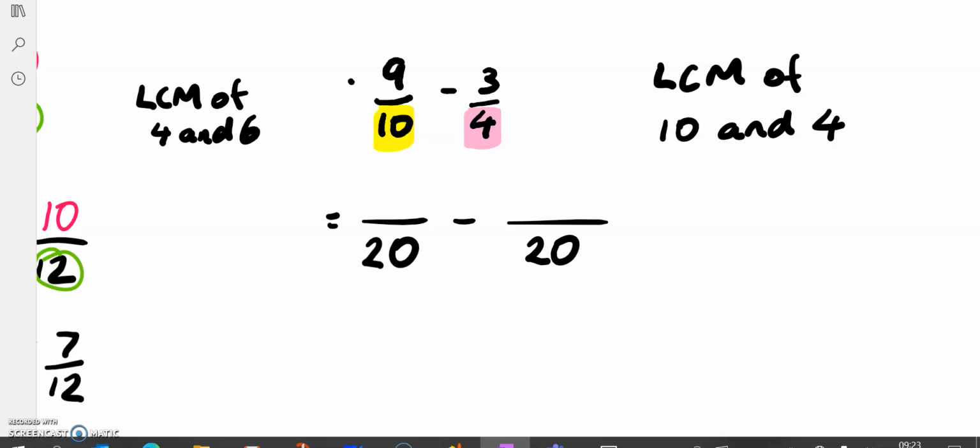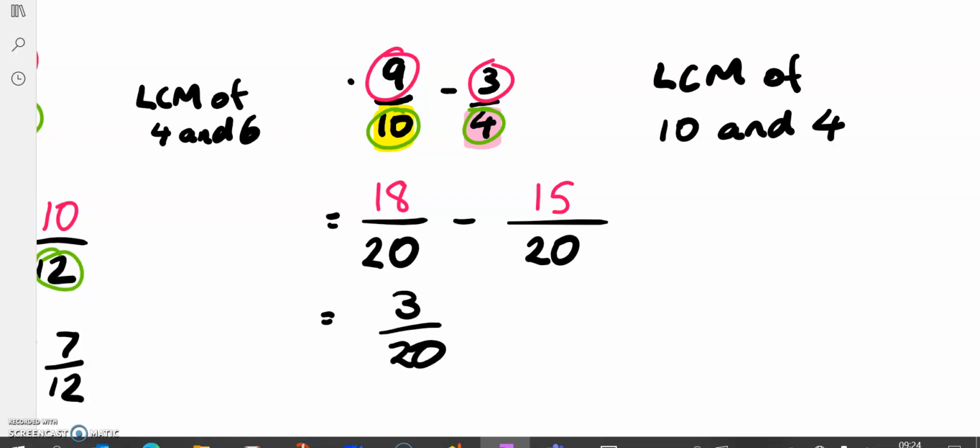So we need to ask, how did we get from 10 to 20? To get from 10 to 20, we times by 2. So I need to times 9 by 2. 9 times 2 is 18. We then ask, okay, how did we get from 4 to 20? Well, to get from 4 to 20, we times by 5. So I need to times this by 5. 3 5s are 15. 18 20ths subtract 15 20ths is 3 20ths.